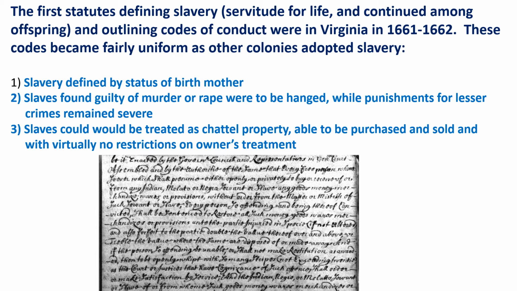These codes became fairly uniform as the other colonies adopted slavery. Slavery was defined by the status of the birth mother. Slaves found guilty of murder or rape were to be hanged, while punishments for lesser crimes remained severe. Slaves would be treated as chattel property, as I say, able to be purchased and sold, and with virtually no restrictions on the owner's treatment.